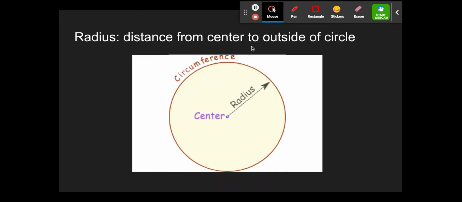A radius is the distance from the center to the outside of the circle. Any point on the outside of the circle is part of the circumference. That is the term for the measurement of distance all the way around the circle. So the circumference is the collection of those infinite points, and the radius goes from one of those infinite points to the center. That is what makes a radius. So if there's infinite points, then there's also infinite radii. That's an important piece to remember as well.